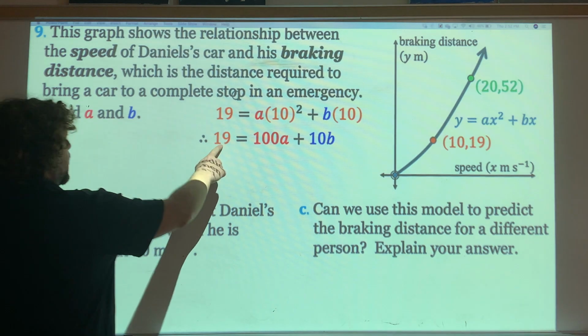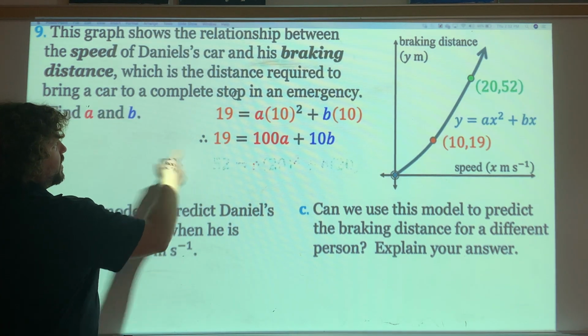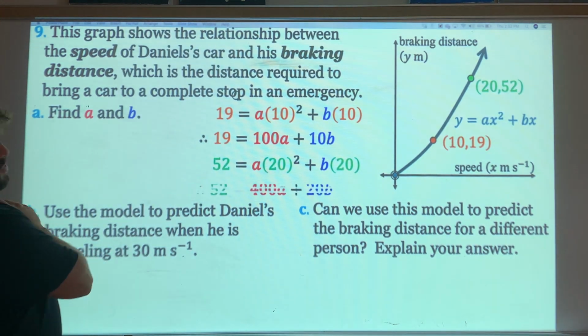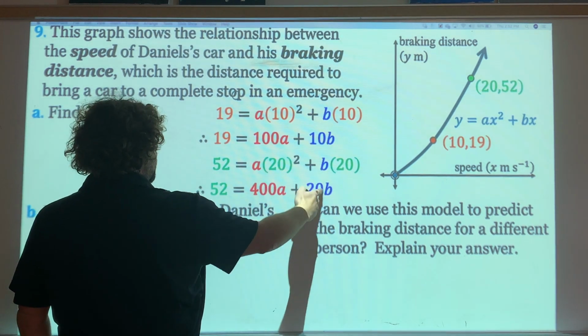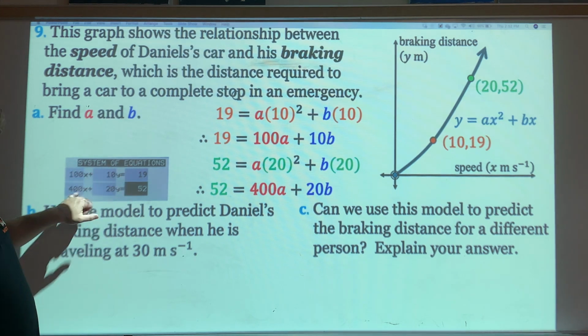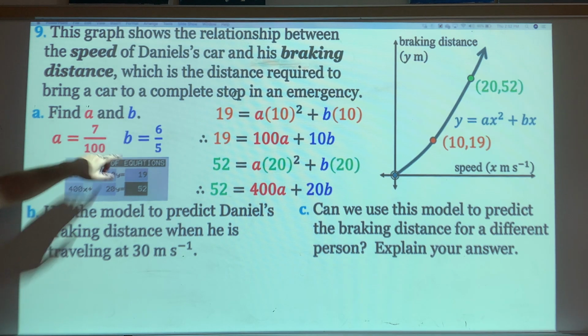All right, that's your first equation. Then you're going to do 52 equals a times 20 squared plus 20 times b. 52 equals 400a plus 20b. You have two equations and you have two unknowns. You plug them in, 100, 19, 400, 52, and it spits out your equation where a is 7 over 100 and b is 6 over 5.